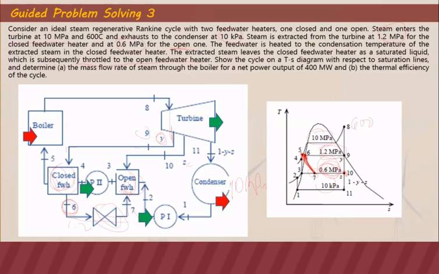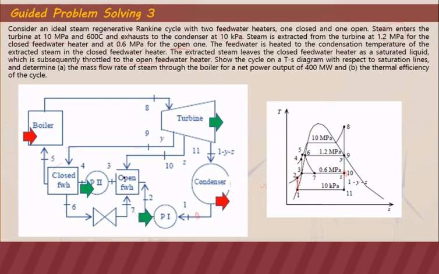So we are going to determine the mass flow rate of the steam through the boiler for a net power output of 400 megawatt and the thermal efficiency of the cycle. So this is how the diagram looks. So at point 1, that is saturated liquid at the exit of the condenser, and it is pumped. Point 2, as you can see here, becomes subcooled liquid, and it enters the open feed water heater.